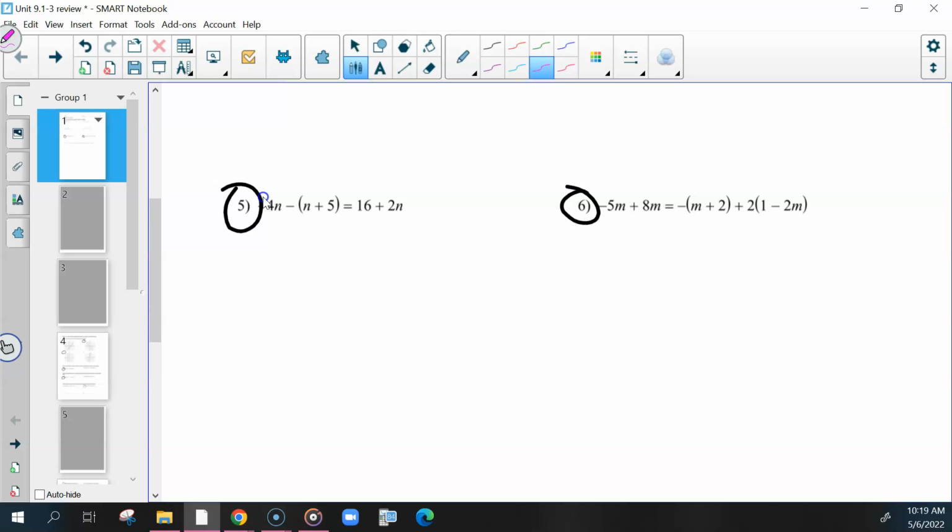How would we start solving 5? Okay, oh no, I'm screwed. Okay, oh no.